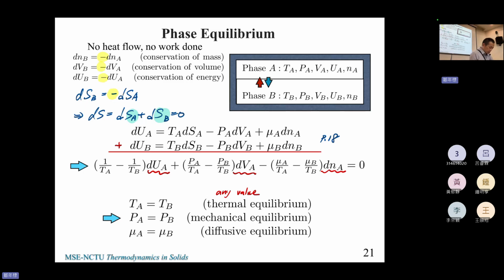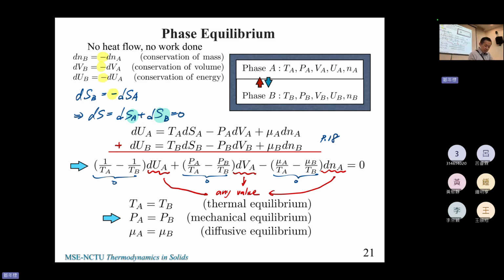So which means that there is only one possibility for this: this need to be 0. This could be 0. This need to be 0. Only in this condition, this equation always held.